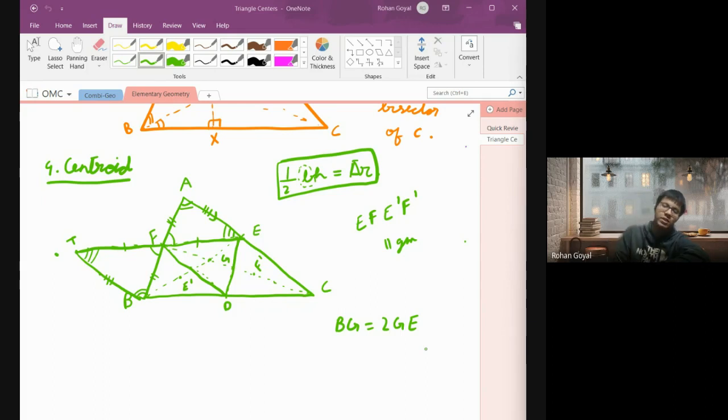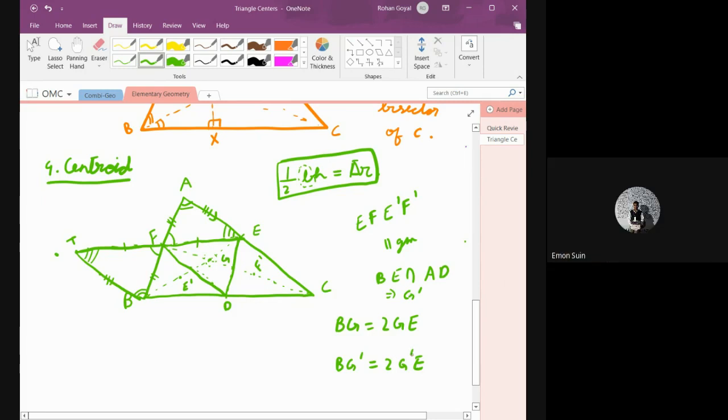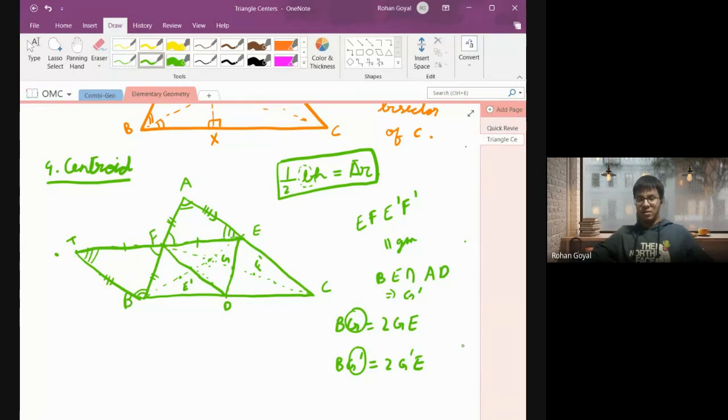See, you said BG equals 2GE, and how did you define G? As the intersection of BE and CF. Now, if I define it using the intersection of BE and AD, then I call it G prime. Then I again get BG prime equals 2G prime E. So G and G prime are the same. Perfect, this is very good.